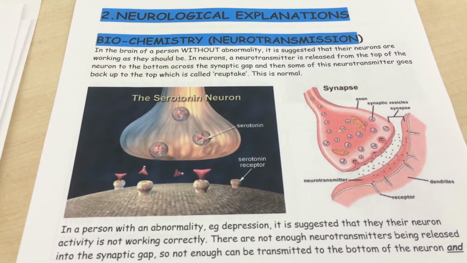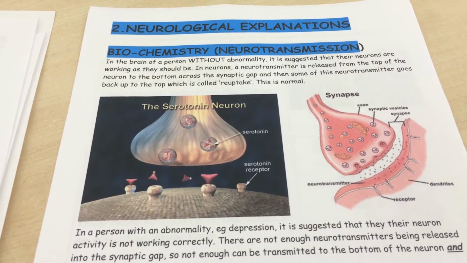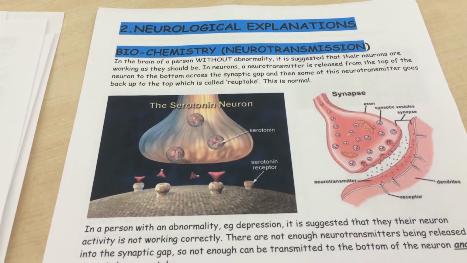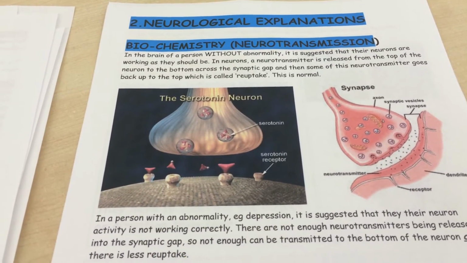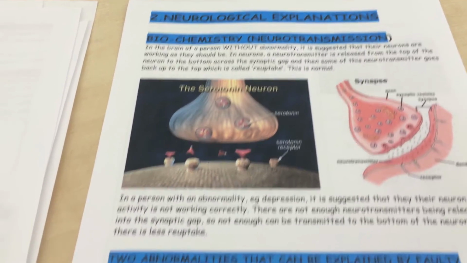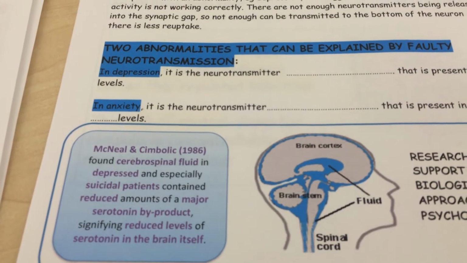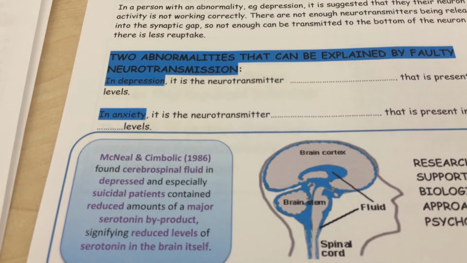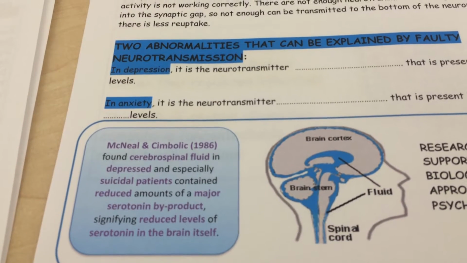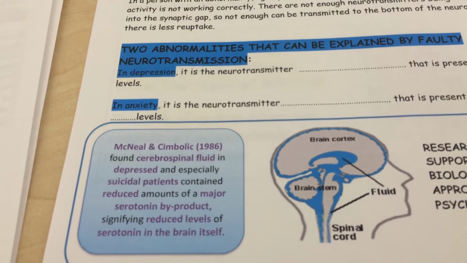Biochemistry refers to the neurotransmitters in our brains. If they are faulty, it can lead to abnormality. For example, high levels of the neurotransmitter serotonin can lead to anxiety, whereas abnormally low levels can lead to depression. McNeil and Symbolic found cerebrospinal fluid in depressed and especially suicidal patients contained reduced amounts of a major serotonin byproduct, signifying reduced levels of serotonin in the brain itself.